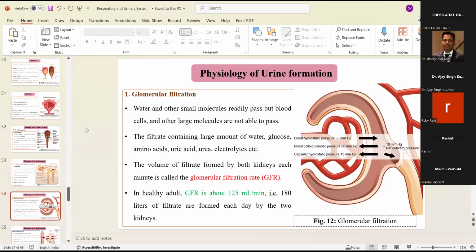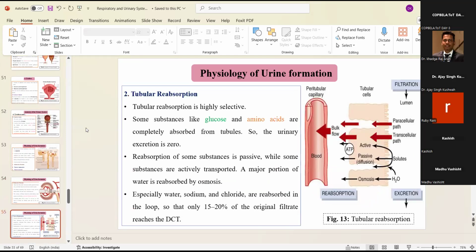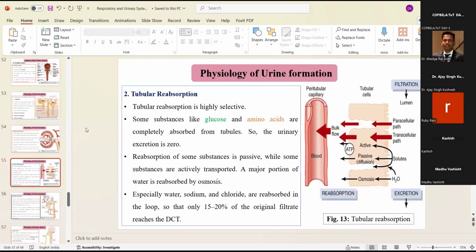So the normal GFR of an adult person is around 125 ml per minute, but that may vary depending on whether the person has chronic kidney disease or acute kidney disease; the GFR can decrease or decline. Next is tubular reabsorption.